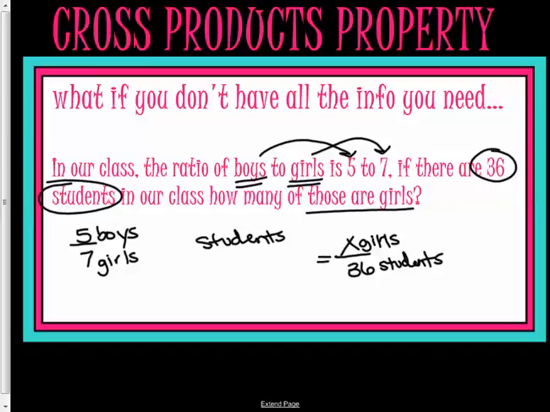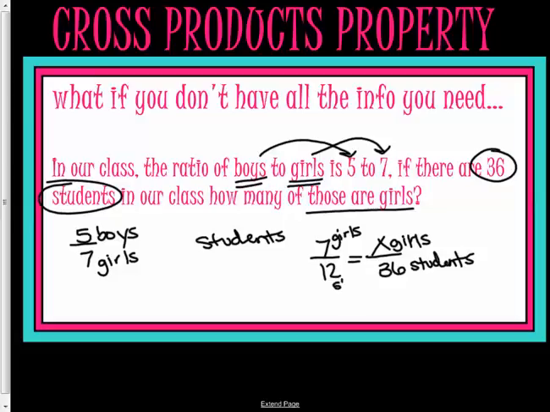Well, we know that there are 7 girls and 5 boys. So if there are 7 girls, how many students are there if there are 7 and 5? Add them together and we get 12. So there are 7 girls out of 12 students. Make sense?